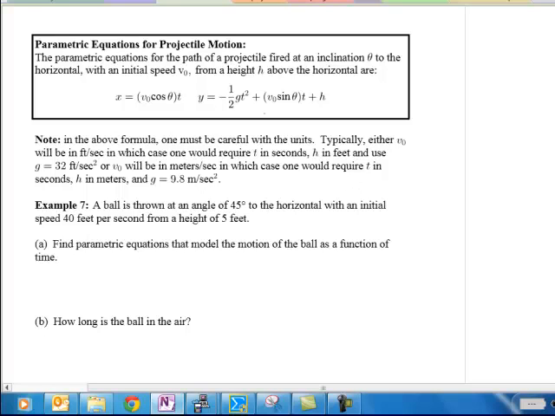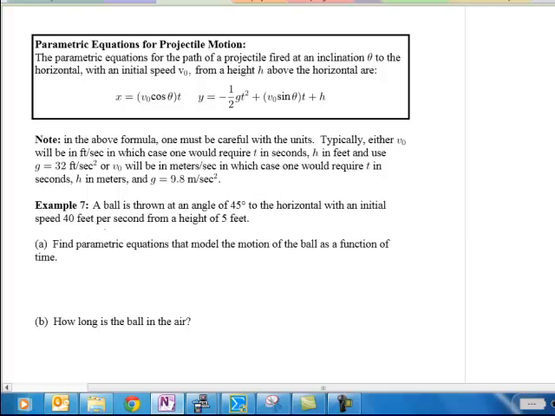So usually to use these, you want your velocity to be in one of those units, either feet per second or meters per second. If it's not in one of those units, then you would probably want to switch it to one of those and then use the rest as explained here.